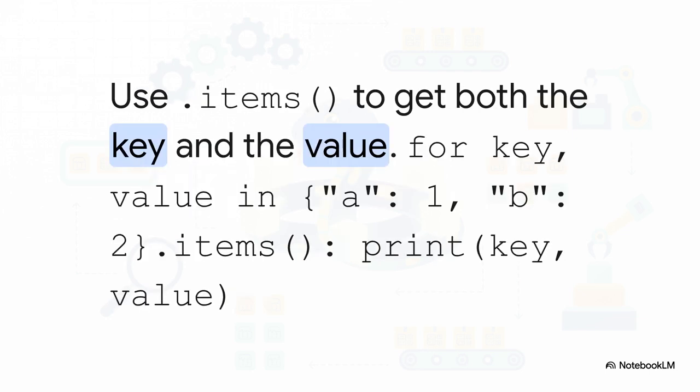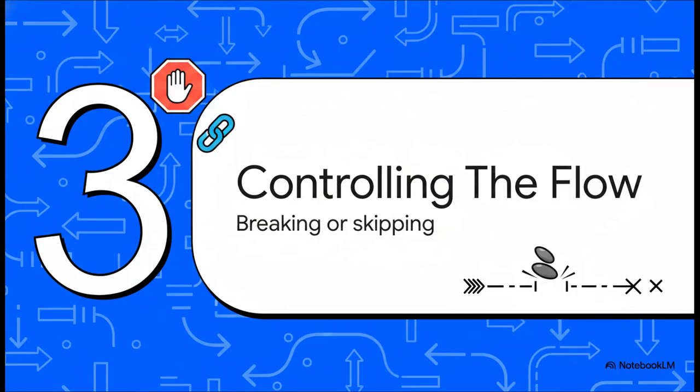Loops can even handle more complex stuff, like dictionaries. The trick here is using that special .items() method. It tells the loop, hey, for each entry, I want you to grab both the key and the value. That's why we can use 2 variables there, key and value, to catch both pieces of info on each pass. It's incredibly useful.